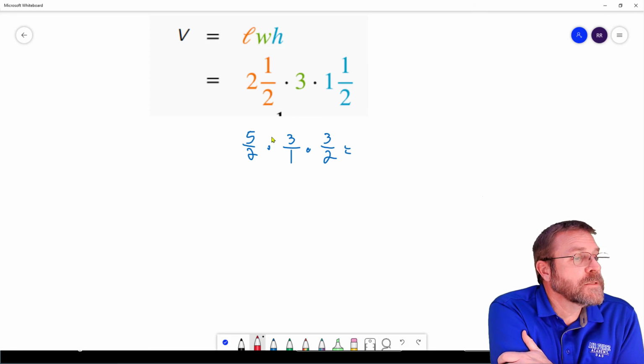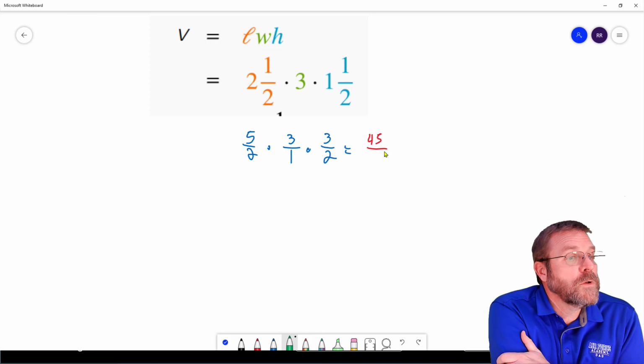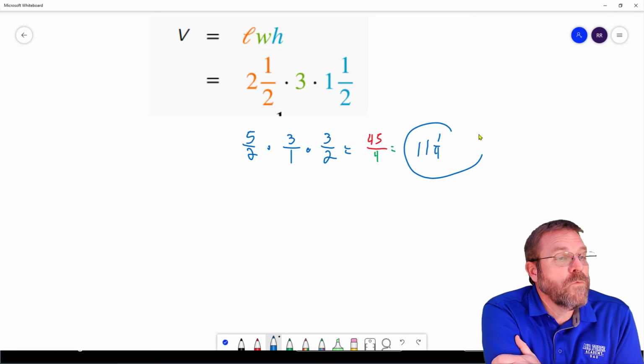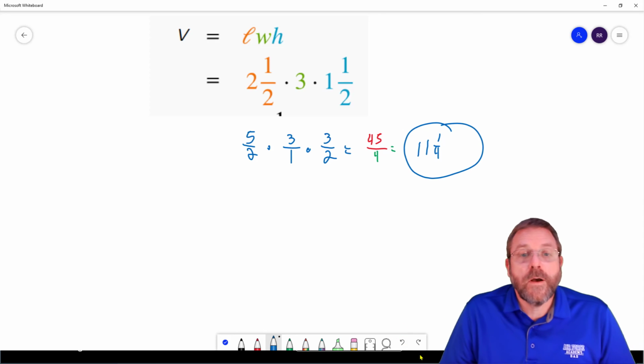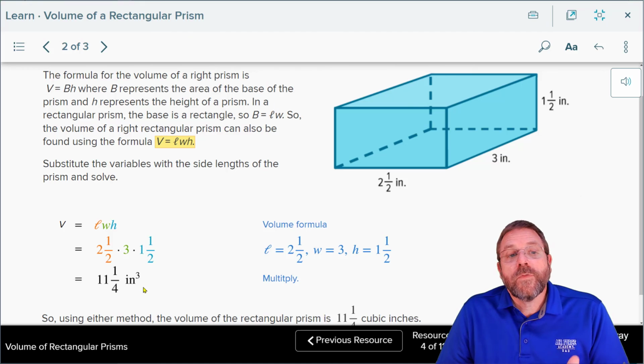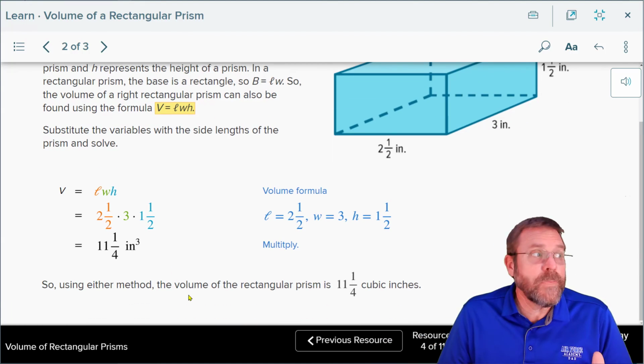So we're going to multiply instead. Well, 5 times 3 is 15. 15 times 3, that's going to equal 45. Meanwhile, 2 times 1 is 2. Times 2 is going to be 4. And that should look familiar to you because we saw it before. 45 divided by 4, that is going to be the same 11 1/4 that they came up with working the other way. Jump back over here and you can see 11 1/4 inches cubed is what they put down for their answer. Either method works.